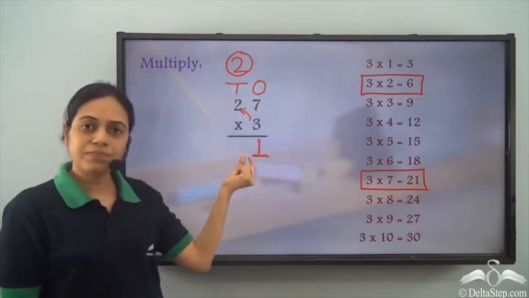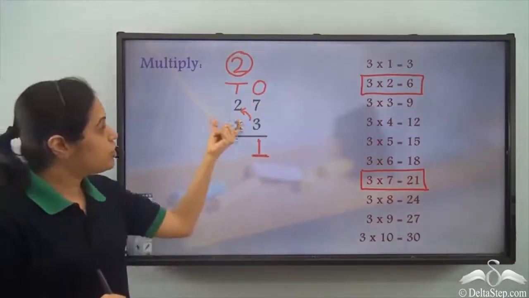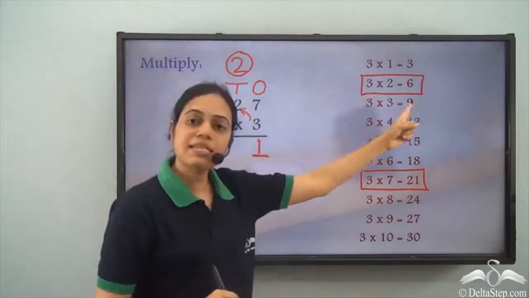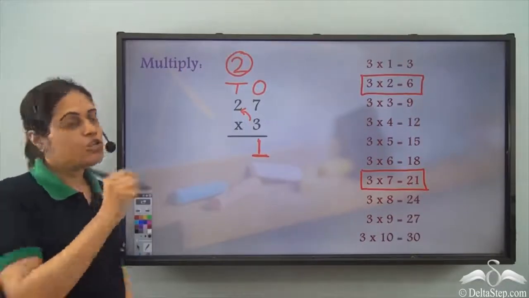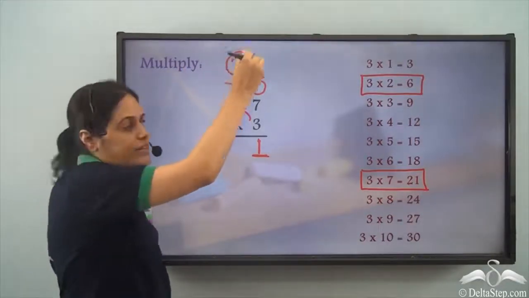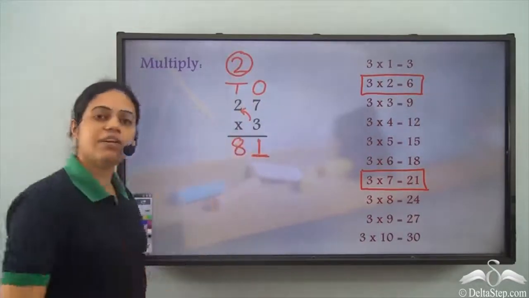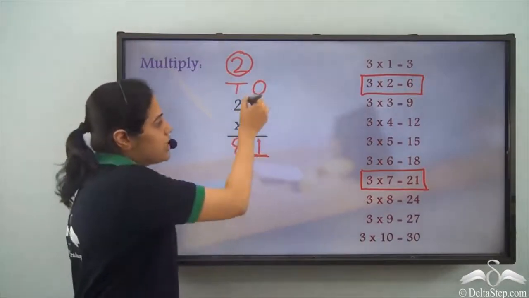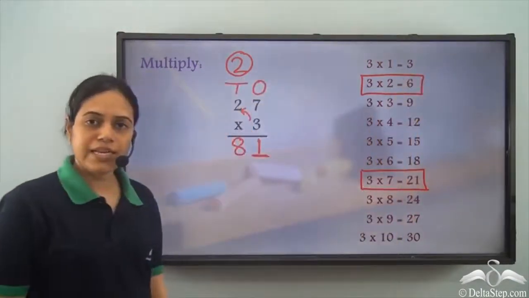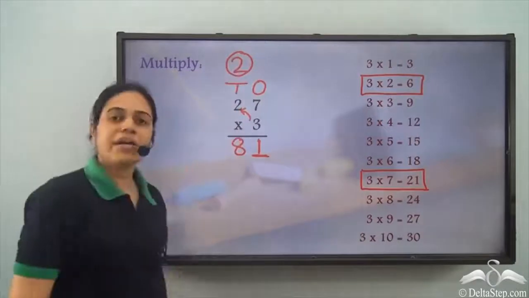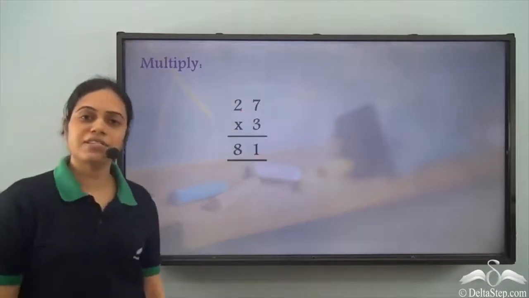So should I write 6 here? I have 3 into 2 tens. Now 3 into 2 tens gives me 6 tens. But I also have 2 tens as carryover. So I need to add this 2 tens to the 6 tens. 2 tens plus 6 tens gives me 8 in the tens place. So 3 multiplied by the tens digit, which is 2, whatever is the answer, that is 6 in this case, I need to add the carry to it. So I need to add 2 to it. So I get 81 is the answer.